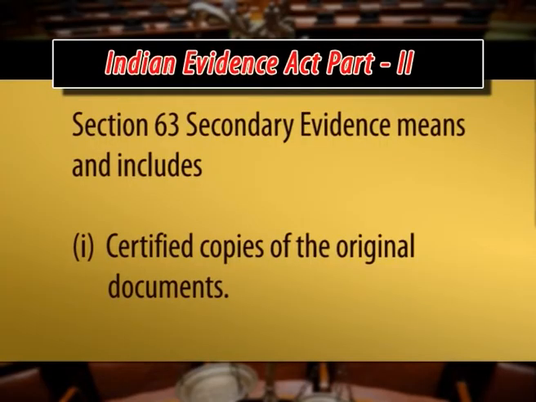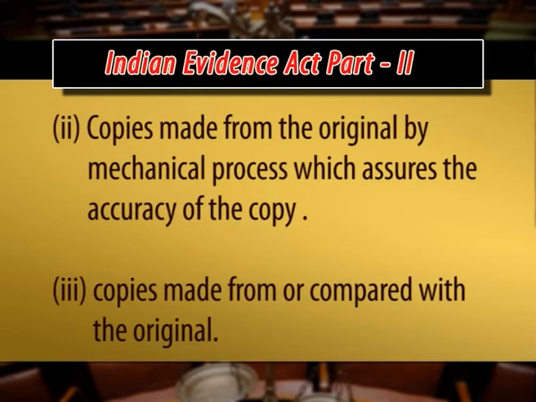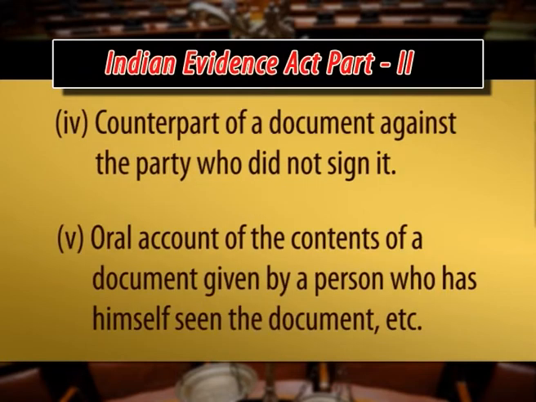Section 63: secondary evidence means and includes, firstly, certified copies of the original documents; secondly, copies made from the original by a mechanical process which assures the accuracy of the copy; thirdly, copies made from or compared with the original; fourthly, counterpart of a document against the party who did not sign it; fifthly, oral account of the contents of a document given by a person who has seen the document himself, etc.